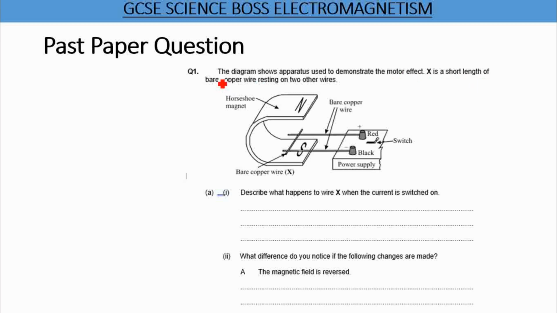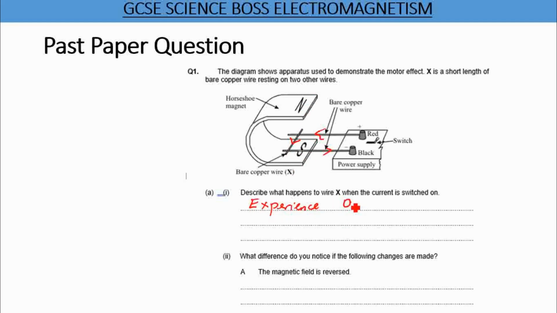X is a short length of bare copper wire resting on two other wires. So this is your copper wire here resting on two other wires. Describe what happens to wire X when the current is switched on. If you notice here, this is positive, this is negative, which means the current is going to be flowing there, coming forward there, and going to the negative end. That's conventional current. Now to figure out what's going to happen, it's a current carrying conductor inside a permanent magnet, so it's going to experience a force.